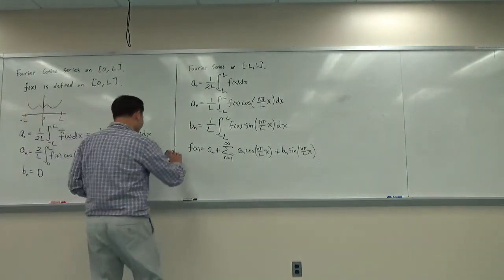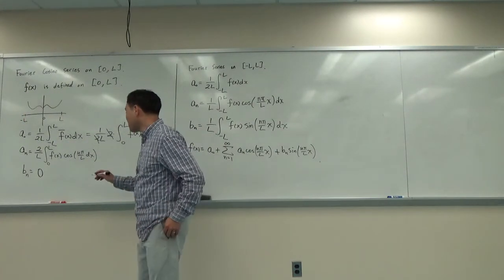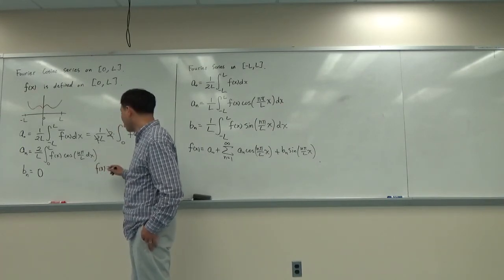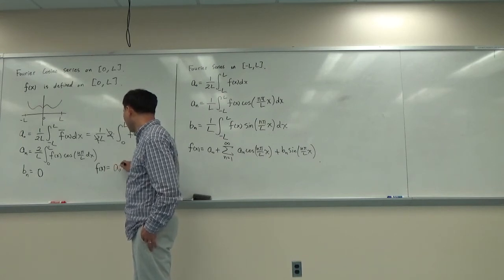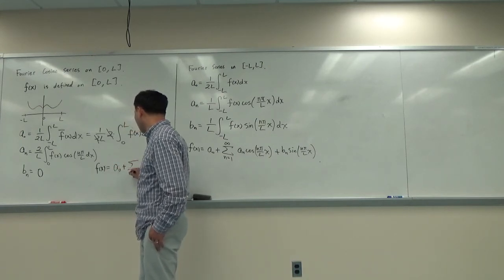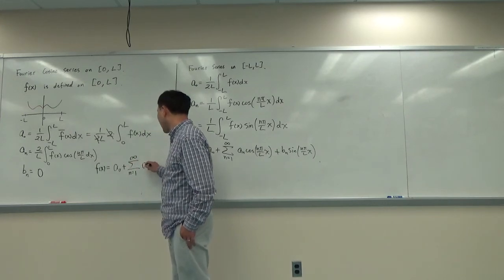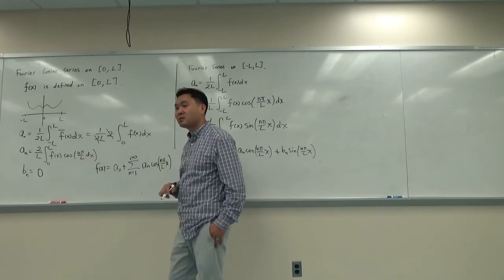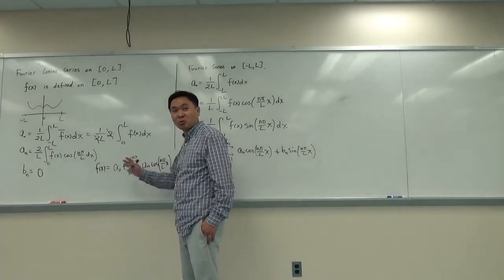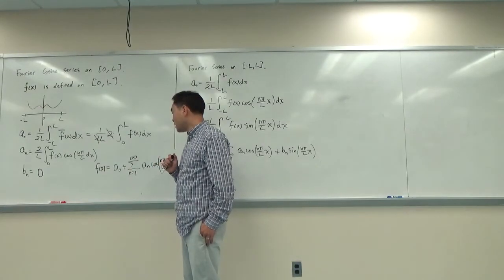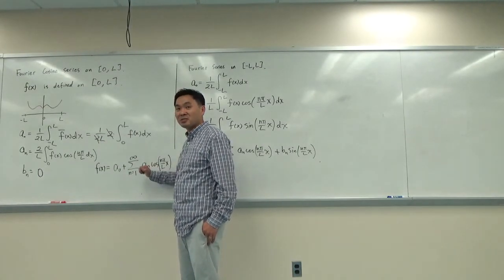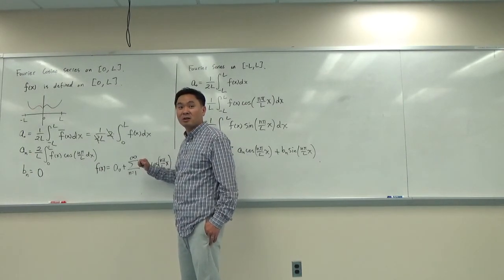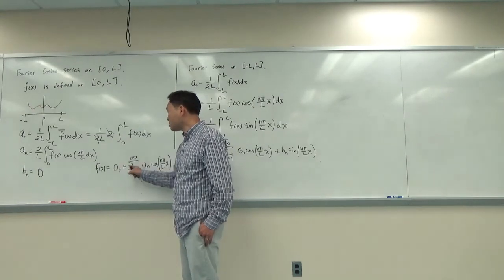Okay? And you get the following result. You get f of x, well, the extended one, should equal a0 plus the summation from n equals 1 through infinity of an cosine n pi over L x, right? There won't be any bn's, so you only have cosines, right? And this is still valid, but this will be only valid from 0 to L. You know what I'm saying? This will be actually true.